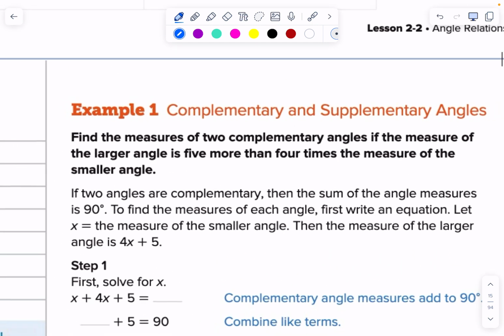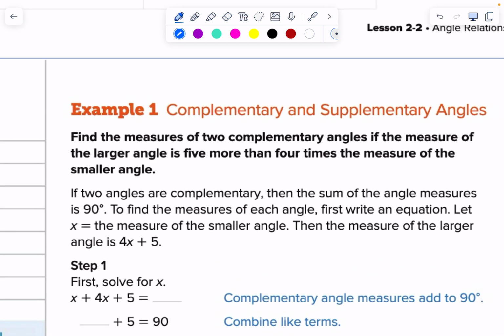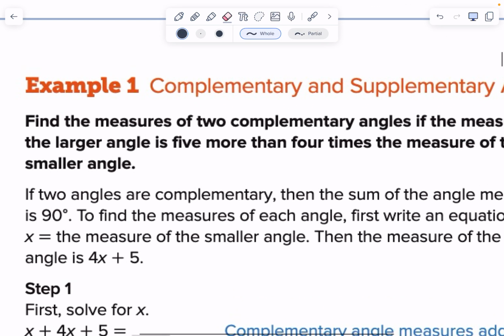Let's go to example 1. Go to the next page. Complementary and supplementary angles. This is where it gets a little hairy, folks. Challenge yourselves. Find the measure of two complementary angles. This is what you're going to do every single time.